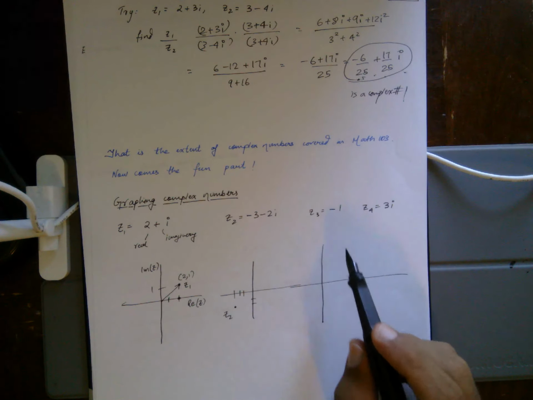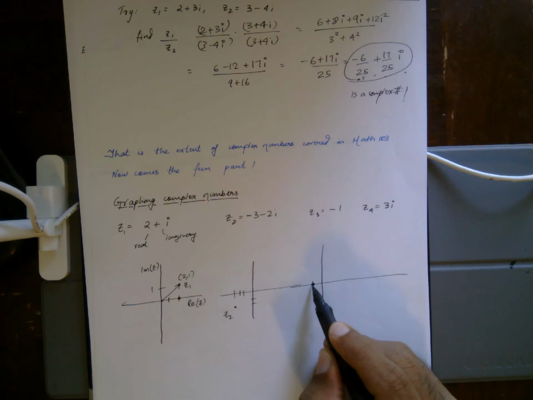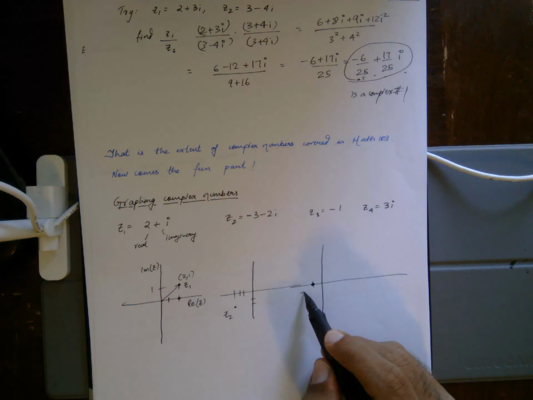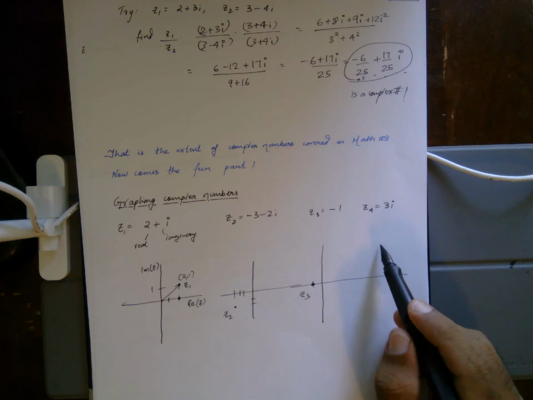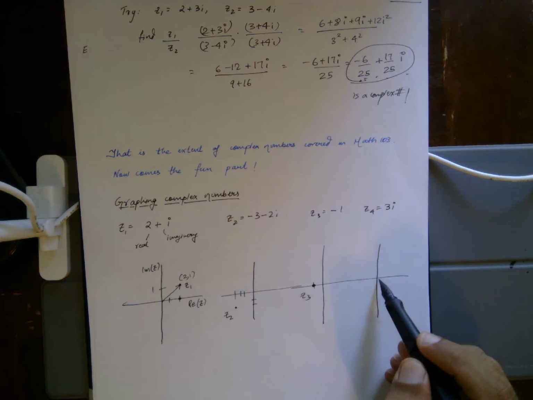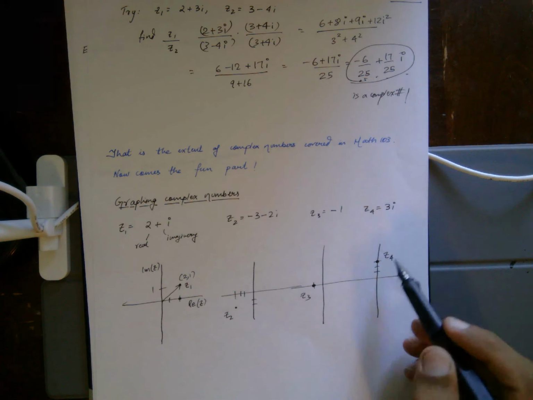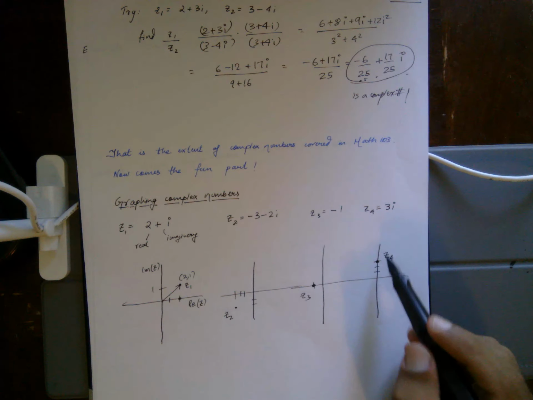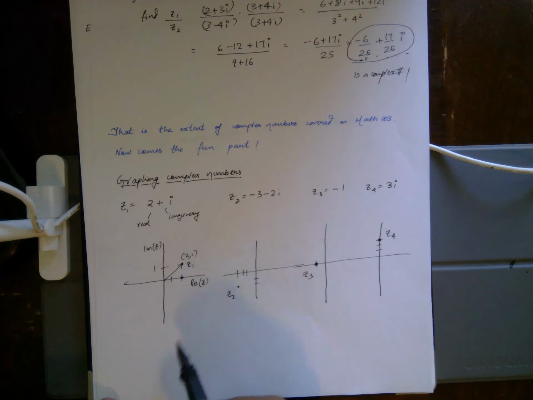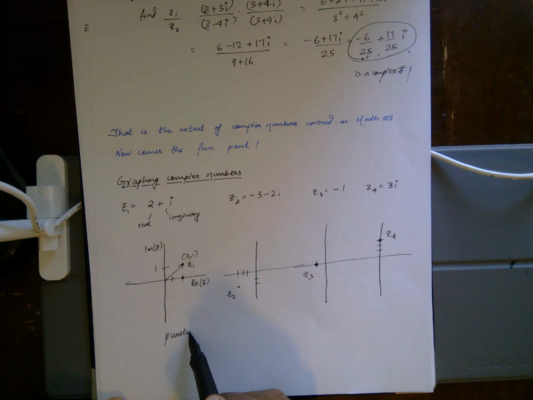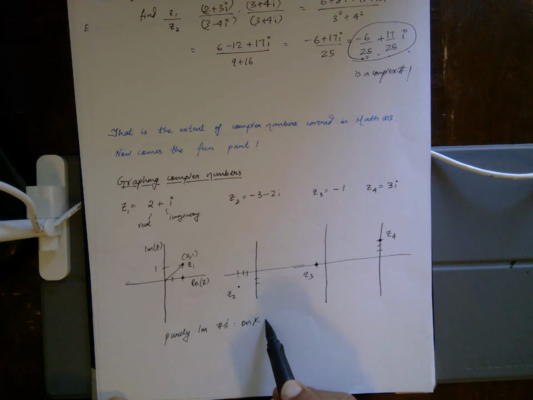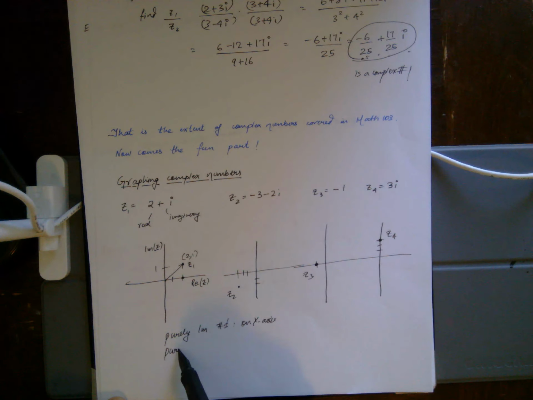z3 is -1. So the real part is -1, but the imaginary part is 0. So it's on the x-axis. Similarly, z4, the real part is 0 and the imaginary part is 3. So it's on the y-axis. So purely imaginary numbers lie on the y-axis, and purely real numbers lie on the x-axis.